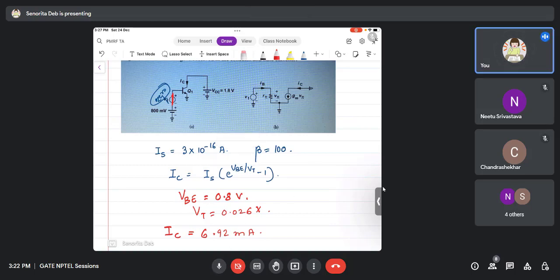Anyone? Is this the value you are getting, or are you getting something else? So, please let me know, this has to be an interactive session. Do you get this?